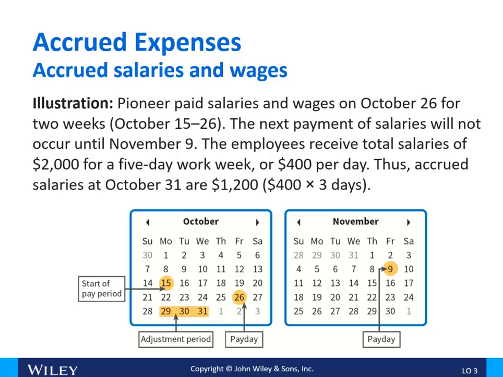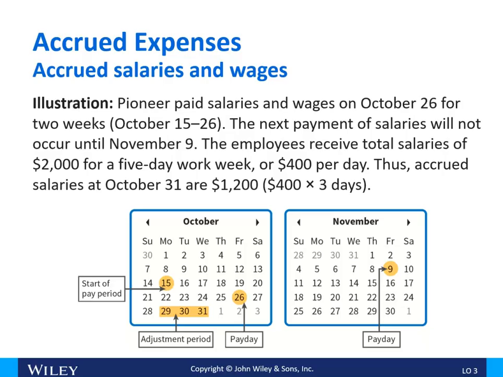Accrued salaries and wages is very typical. Most of the time, the pay period does not end on the end of the month. Sometimes it does, but a lot of times it doesn't, especially if you pay employees weekly, or in this case for 2 weeks at a time. It's not going to fall exactly at the end of the month. In this case, October 31st is on a Wednesday. If we're paying them by week, we typically end that on a Friday.